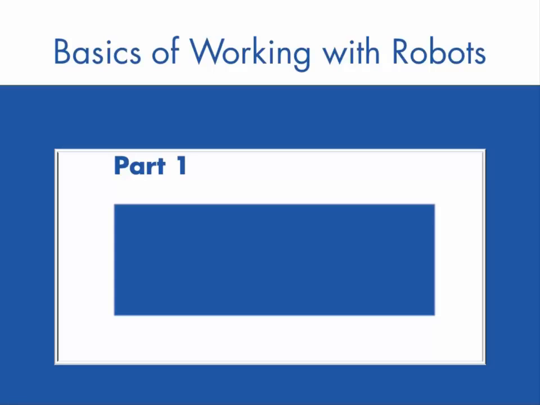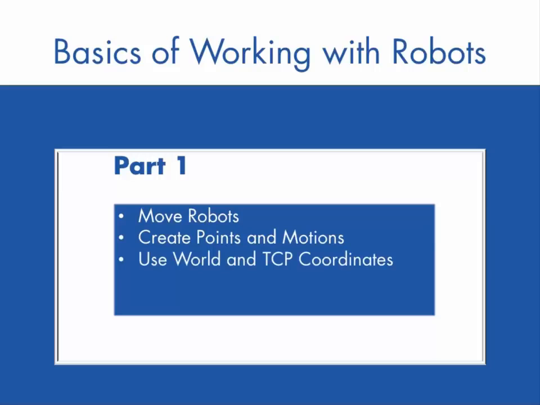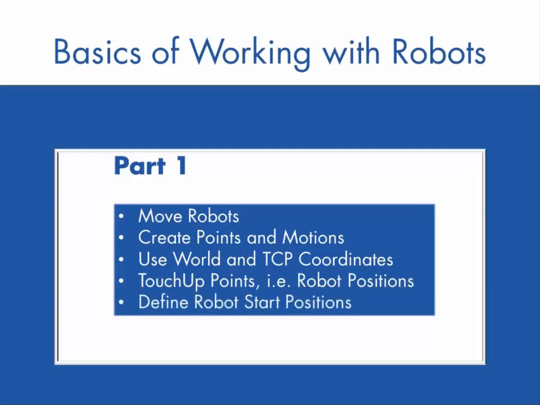So in part one, you're going to learn how to move robots, create points and motions, use world and tool center point coordinates, that's world coordinate system and object coordinate system when working with robots, how to touch up points, that means modifying or changing a robot position in the 3D world, and how to define a robot's start position, such as joint initial position and joint zero positions. Alright, so let's get started.